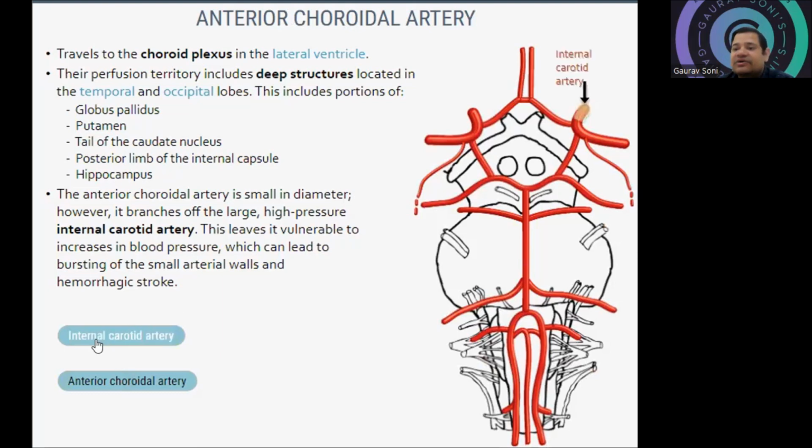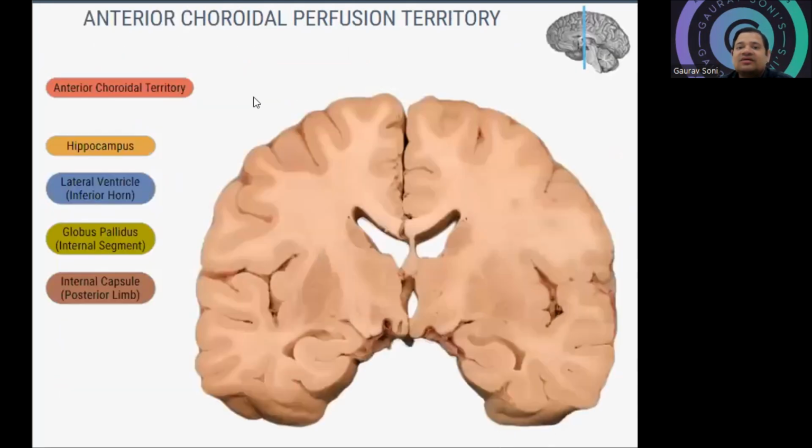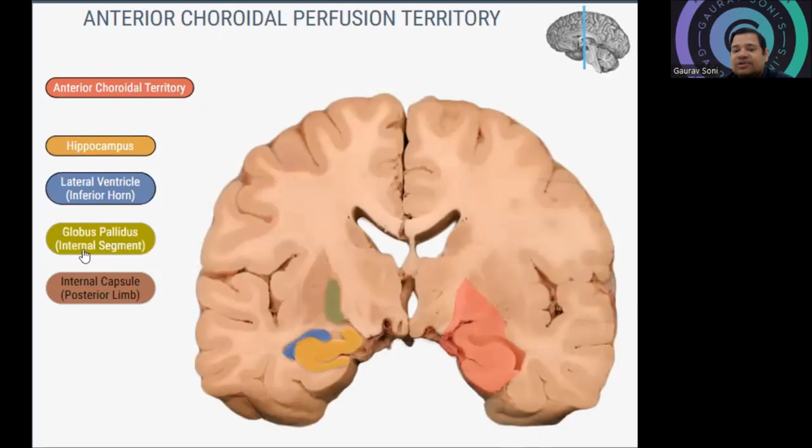So you can see this is the internal carotid artery and this is the anterior choroidal artery. The anterior choroidal artery basically travels into the choroidal plexus in the lateral ventricle. Then there are some deep structures it supplies, some part of the basal ganglia, some part of the hippocampus and the internal capsule also. If something happens to this, then blood pressure will rise and it will lead to a hemorrhagic stroke. So the anterior choroidal artery, what are its perfusion areas? It supplies the hippocampus, lateral ventricle, globus pallidus, and posterior internal capsule. So this area will be supplied by the anterior choroidal artery.